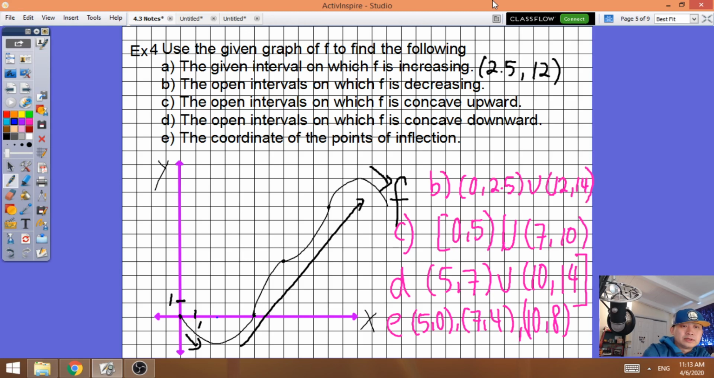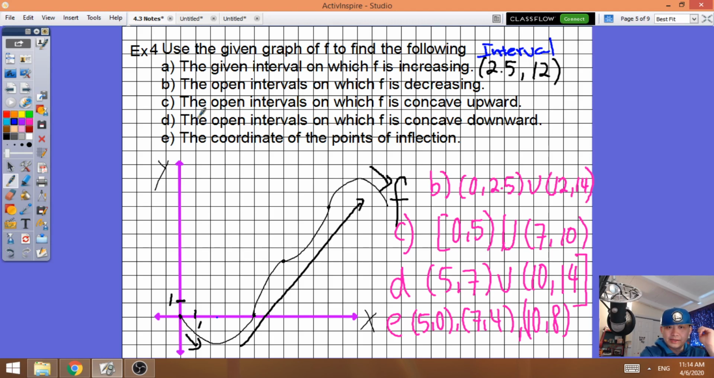So let's put the notes on this one. This is considered an interval, from 2.5 to 12, so it's increasing. And then part B, the open interval on which f is decreasing. Decreasing is from 0 to 2.5, and also 12 to 14. If you extend the x-axis, you'll see that 14.